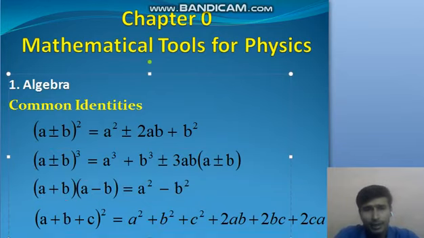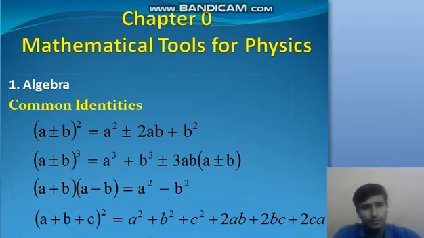Write down these common identities of the mathematical algebra used in physics, and write all the other identities which you studied in the lower standards, right? These common identities are very useful in physics as well as in chemistry, and if you take math as a subject, it will be studied as a mathematical subject, right?